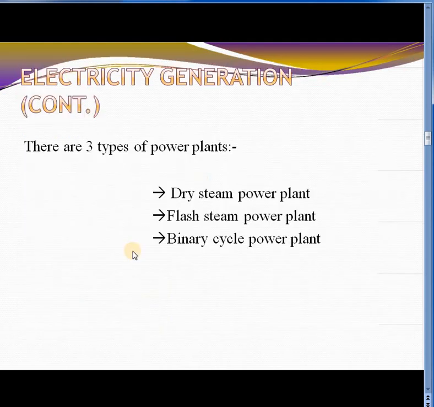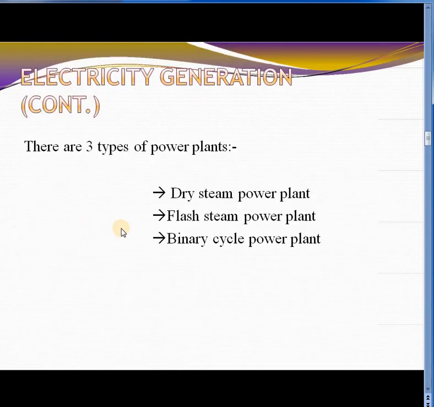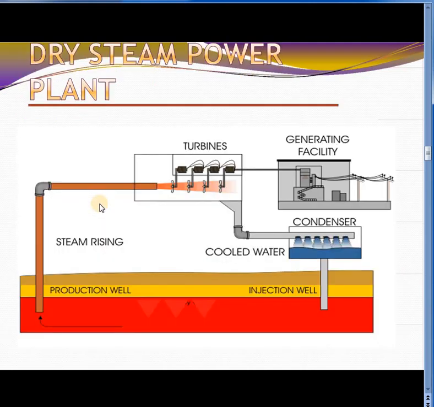The types of electric generation. There are three types of power plants or energy generation systems for geothermal plants: dry steam power plants, flash steam power plants, and binary cycle power plants. What are dry steam power plants? First we'll see what components we need for geothermal power plants, just to have an overview.